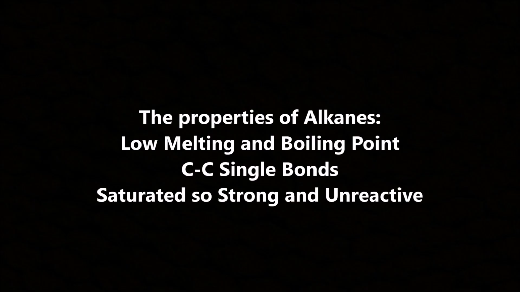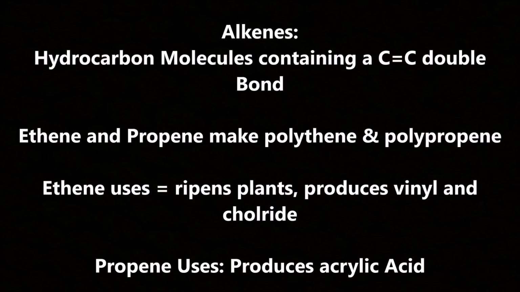The properties of alkanes is that they have a low melting and boiling point, they have C-C single bonds, and they're saturated, so they're strong and unreactive. Alkenes now, however, notice that it's ENE this time. It's a hydrocarbon molecule containing a C=C double bond. Ethene and propene make polyethene and polypropene, and the uses of ethene is that it ripens plants and produces vinyl chloride. Propene's use is that it produces acrylic acid.